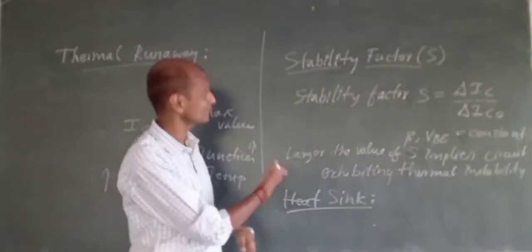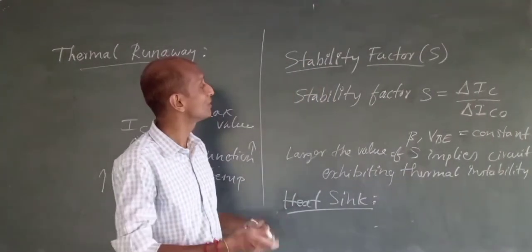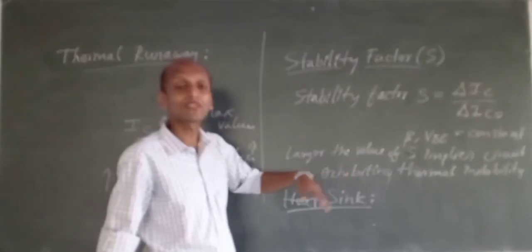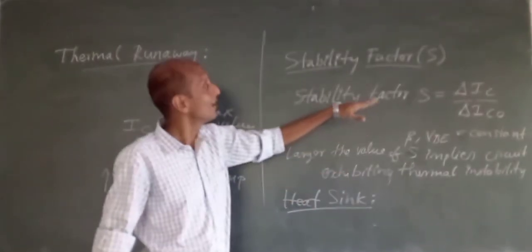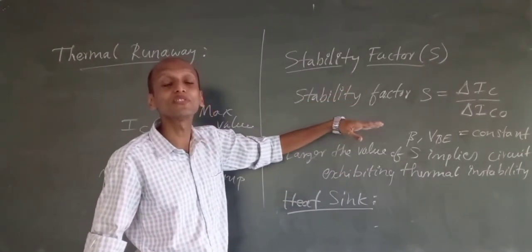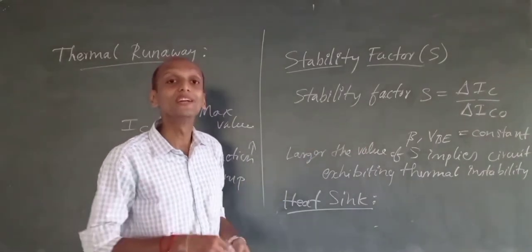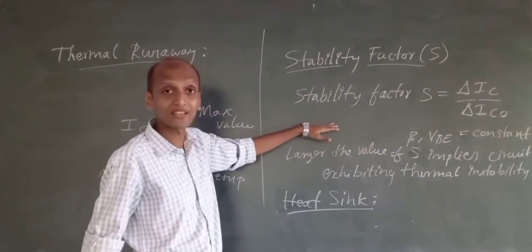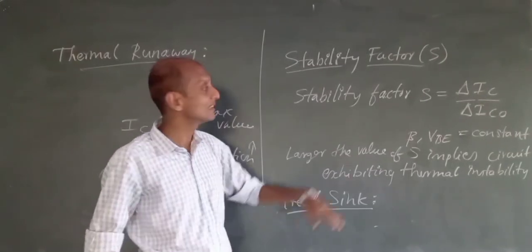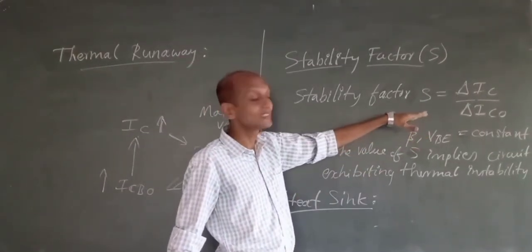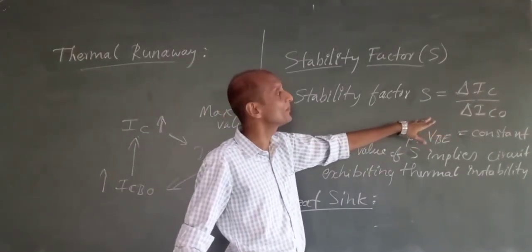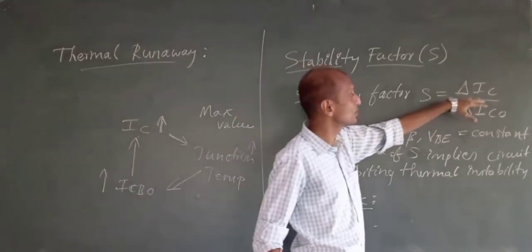So this is taken for the stability of your collector current with respect to temperature. This is the stability factor for temperature variation. How stable is your collector current? This ratio will give us that. It is the ratio of what?